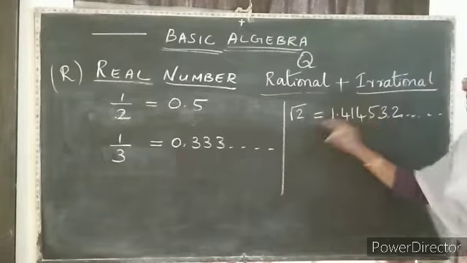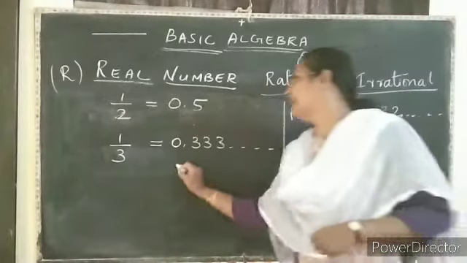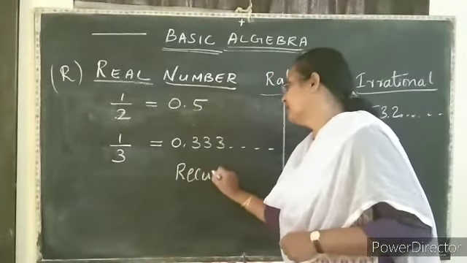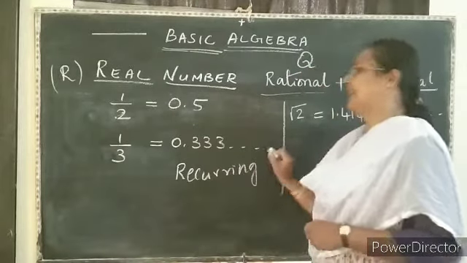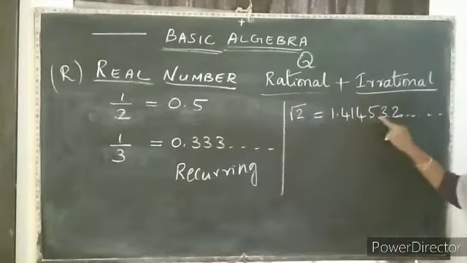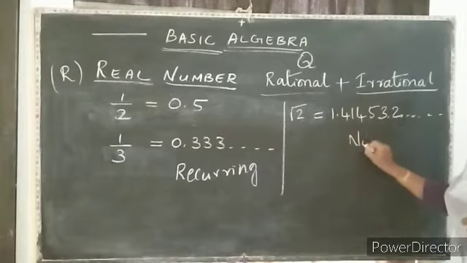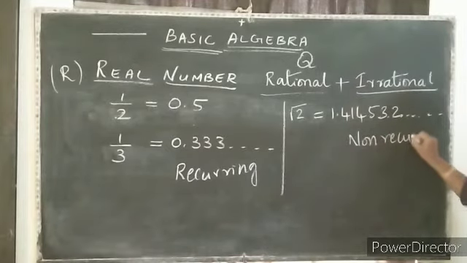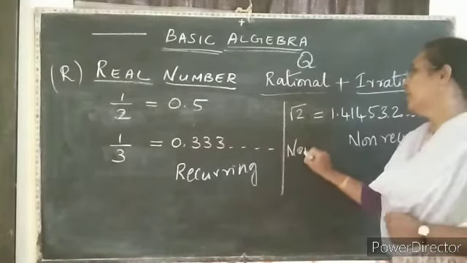If the same digit is repeated, it is called recurring. What is that? Recurring number. Now if the same digit does not repeat, it is termed as what? Non-recurring. Non-recurring, and this is termed as what?